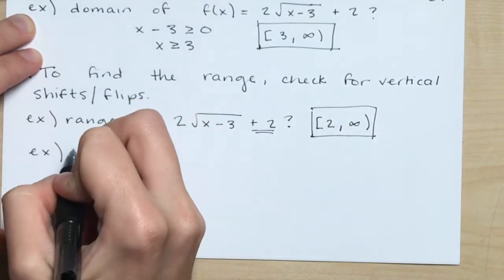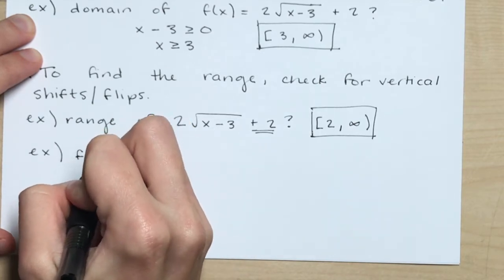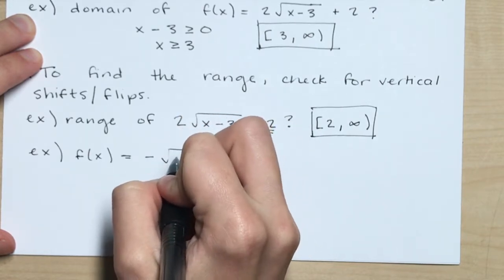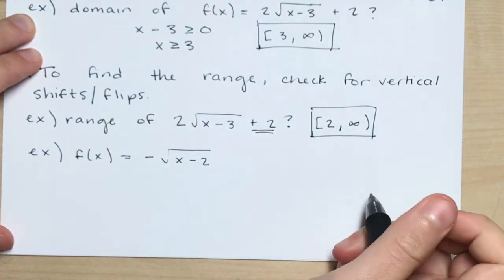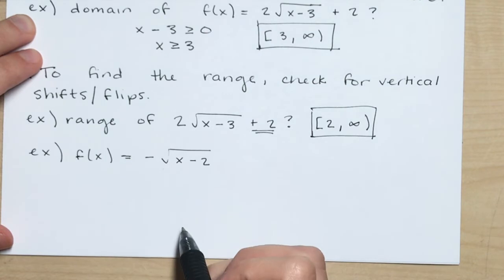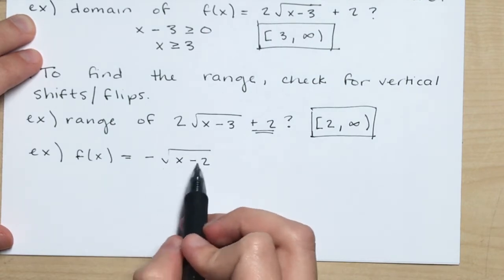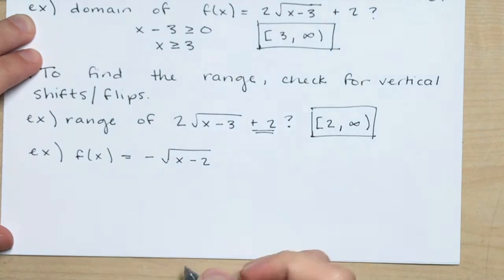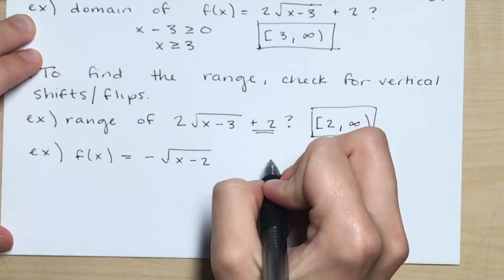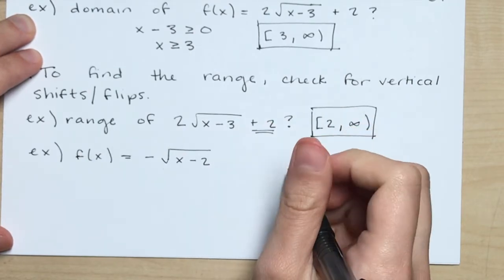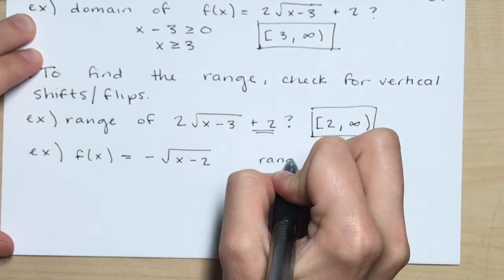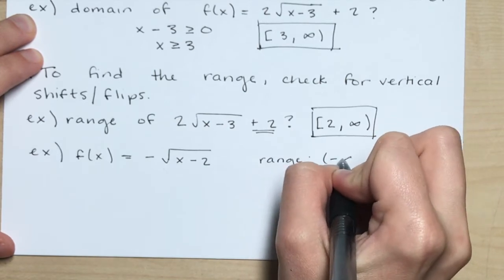What if we have something like f of x is negative square root of x minus 2? What do we have going on here? Well, this negative flips the function. So before, we had a range of 0 to infinity for this guy. The negative tells us we need to flip over, so we end up with everything that's less than or equal to 0. So the range is negative infinity to 0.